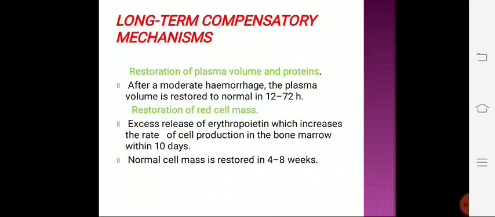Restoration of the red cell mass. Excess release of erythropoietin increases the rate of cell production in bone marrow within 10 days. Normal cell mass is restored in 4 to 8 weeks.